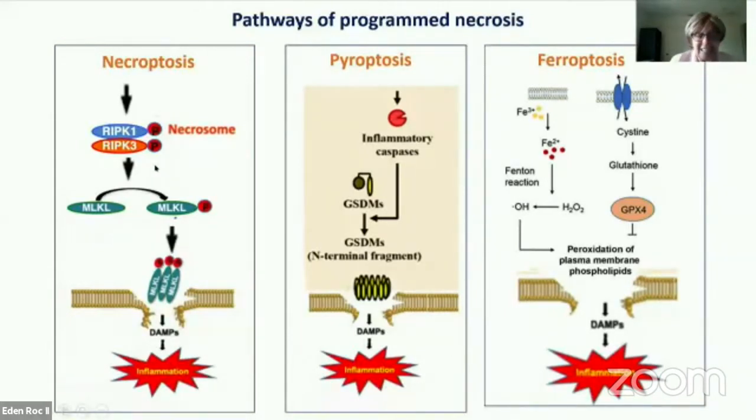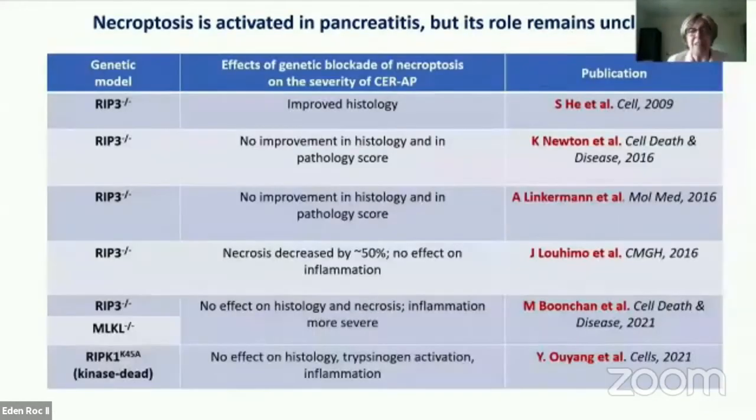Necroptosis activation in pancreatitis is well established in studies which showed RIP activation, necrosome formation, and MLKL phosphorylation. We know much less about activation of other types of programmed necrosis in pancreatitis. A recent report surprisingly suggests that inflammatory caspases cleave gasdermin in acinar cells, resulting in activation of pyroptosis in acinar cells in pancreatitis. These data, as well as some reports on ferroptosis activation in pancreatitis, require further confirmation.